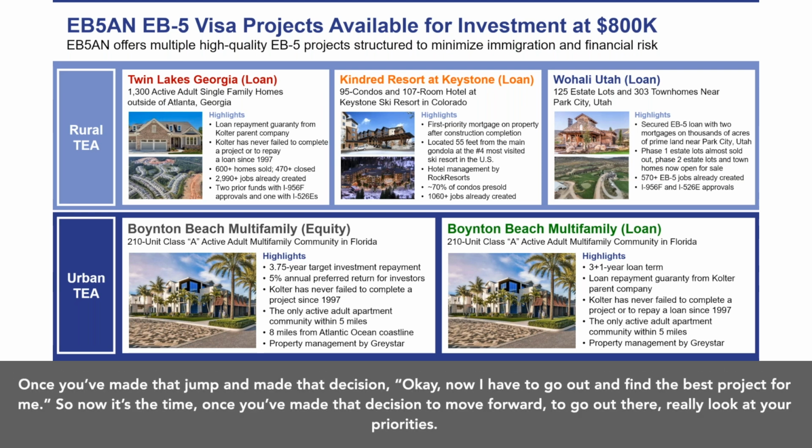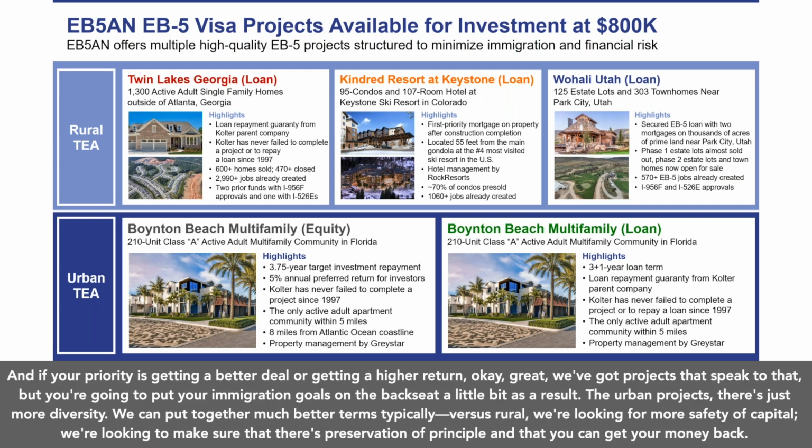Once you've made that decision, okay, now I have to go out and find the best project for me. So now it's time to go out there and really look at your priorities. And if your priority is getting a better deal or a higher return, okay, great. We've got projects that speak to that, but you're going to put your immigration goals on the back seat a little bit as a result. The urban projects have more diversity, and we can typically put together much better terms versus rural. We're looking for more safety of capital, to make sure there's preservation of principal and that you can get your money back.